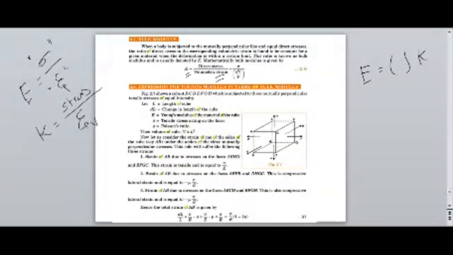So here we need to consider the direct stress, which is also called a perpendicular stress.